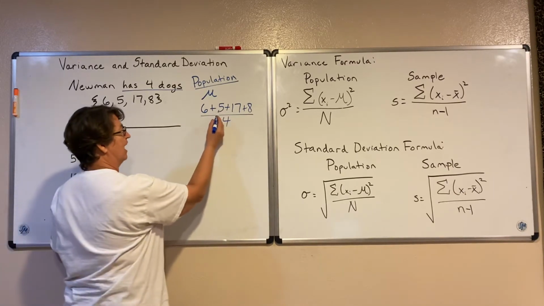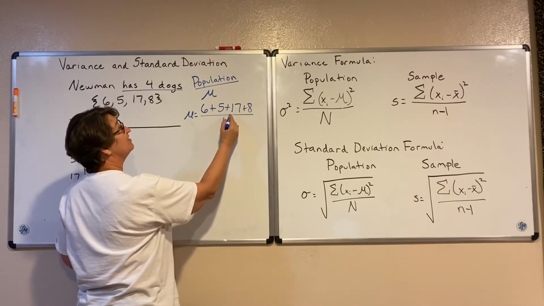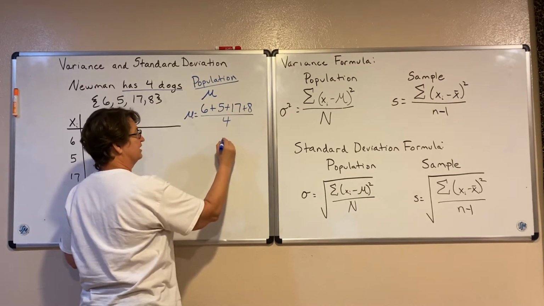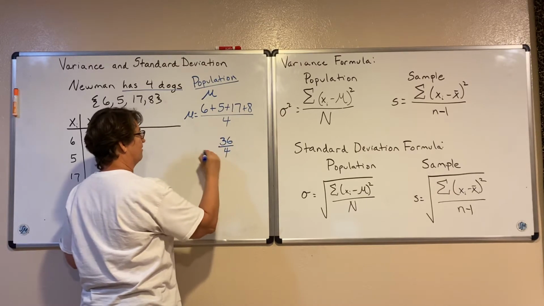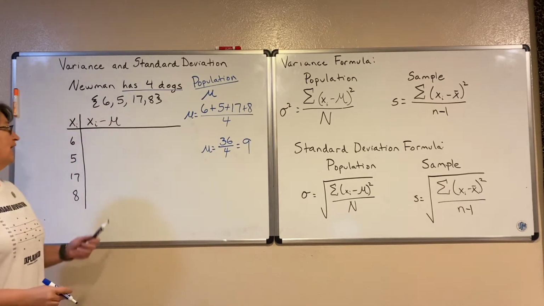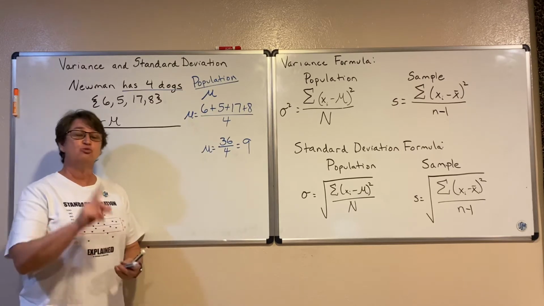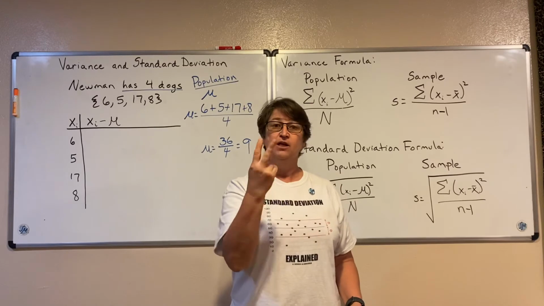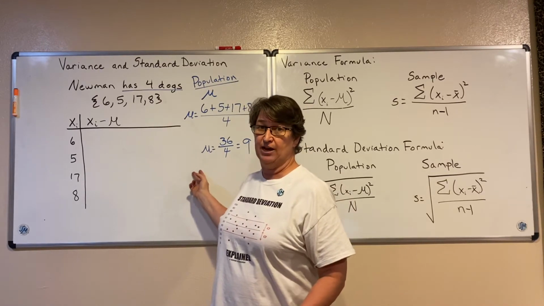So here I have 11 plus 17 is 28, plus 8 is 36, divided by 4. So my mean is 9. So in order to be able to find the differences, I have to do that first. So first we decide actually, is it a population? Did we collect a census or a sample? Then we're going to find the mean of our data.